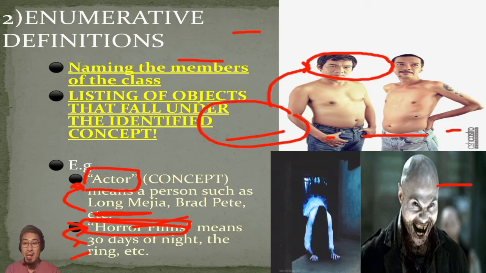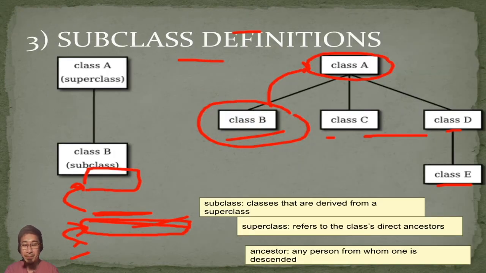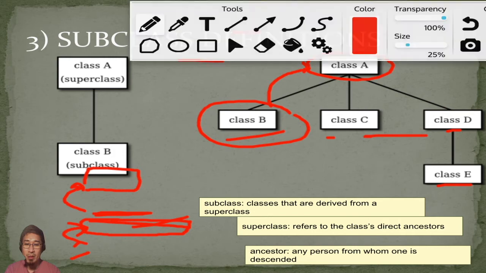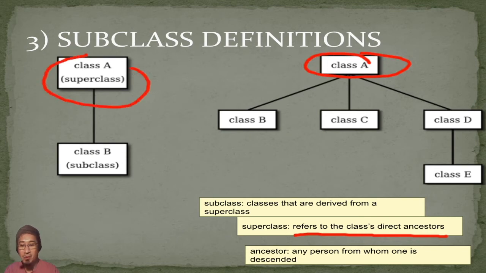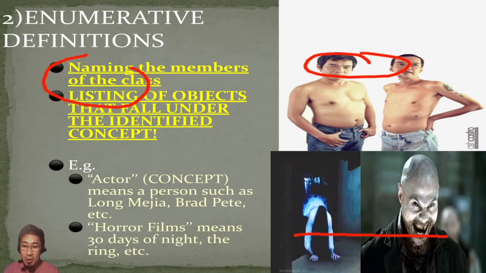Okay, tingnan natin yung subclass para medyo pwede natin i-compare. So what's a subclass? A subclass is classes that are derived from a superclass. So if we're going to check this illustration, ano ang superclass, ano yung subclass? Ang superclass refers to the class direct ancestors. So ito yung superclass na tinutukoy natin. Ito yung mga ancestors. An ancestor is any person. In this case, ang basic definition for the ancestor is any person from whom one is descended. So we have an ancestor, we have a descendant. Kung titingnan natin dito sa enumeration, the actor is not your ancestor. If we're going to refer that to the actors identified, like Long Mejia and then Brad Pitt. Ito si Long Mejia at si Brad Pitt.